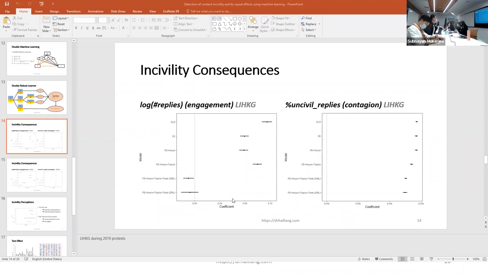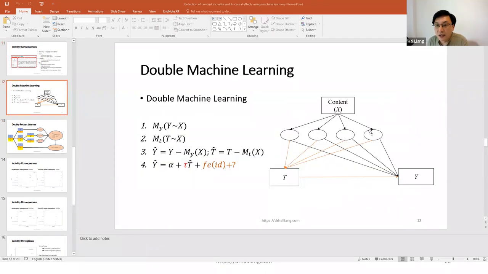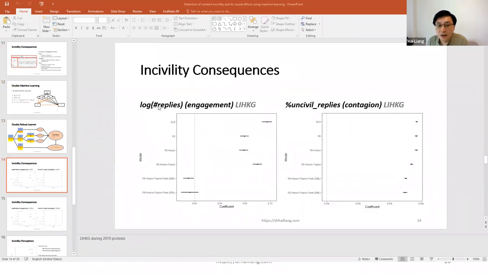And then what do you mean by contagion? Oh, I'm sorry about that. I just call it contagion. Actually, I just predict the percentage. The dependent variable is the number of replies received, and this means the percentage of replies. So it didn't trigger more replies, but indeed it increased the proportion of replies including uncivil words.